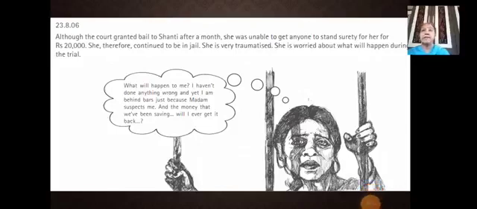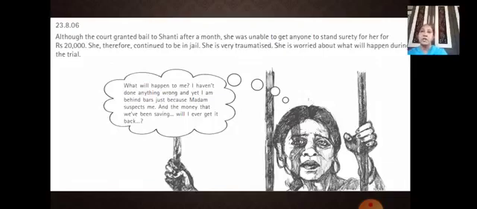Now children, this case started on 18th of July, right? Now the date here you can see is 23rd of August. Although the court granted bail to Shanti after a month, she was unable to get anyone to stand surety for her for rupees 20,000. She therefore continued to be in jail. She is very traumatized. She is worried about what will happen during the trial.